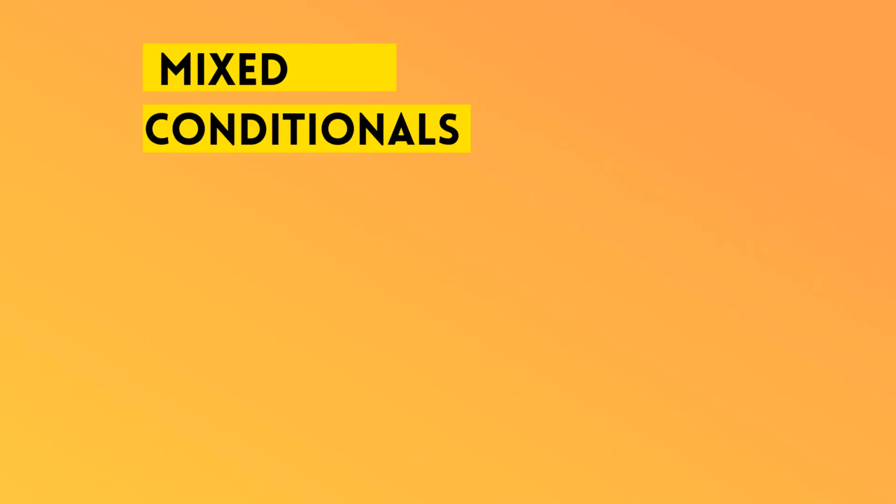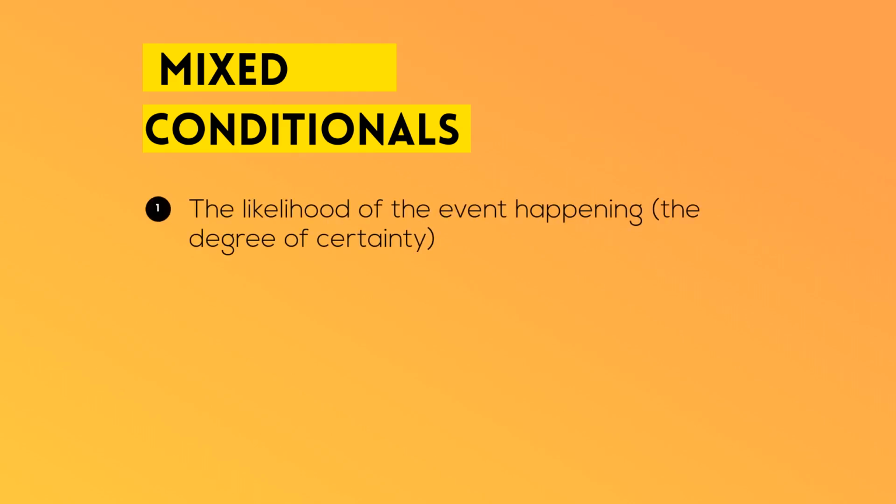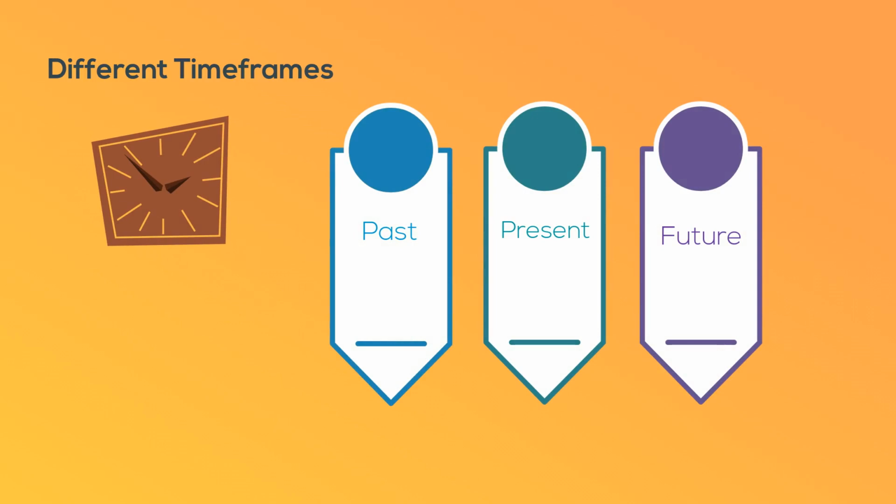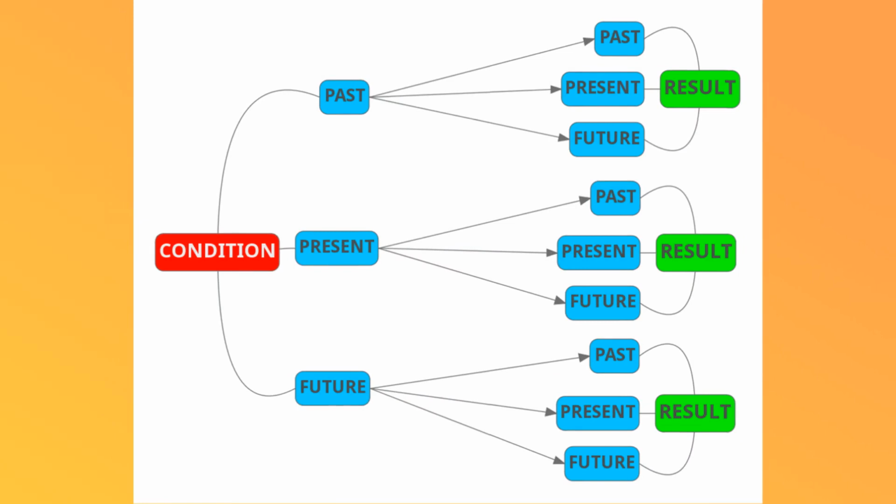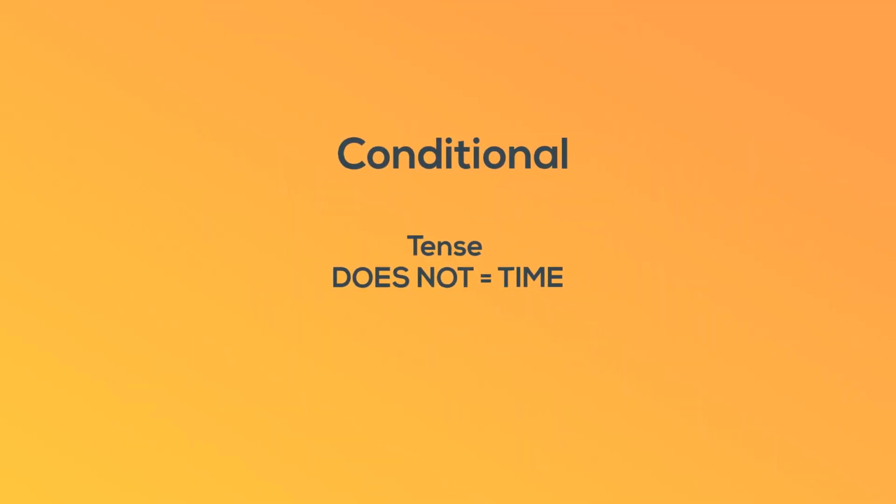Mixed conditionals. With mixed conditionals, the verbs in each clause give us the following information: the likelihood of the event happening, the degree of certainty, and the time frame we are talking about. When we start mixing different time frames, we get many different verb form combinations, which we call mixed conditionals. You need to be careful because when we're speaking in the conditional, some tenses have a different use than usual. They do not refer to time.